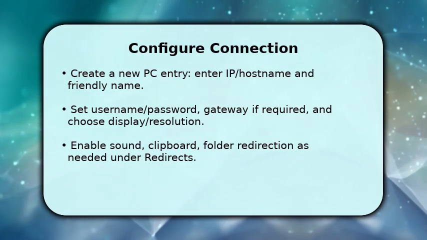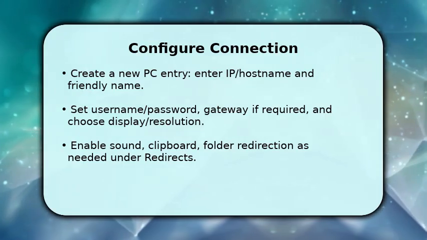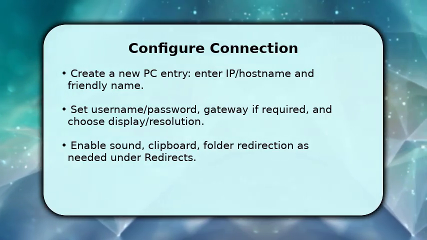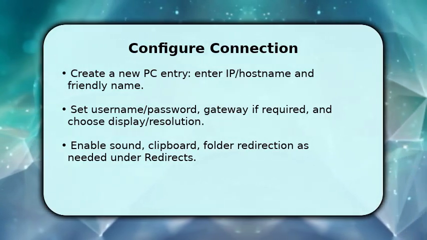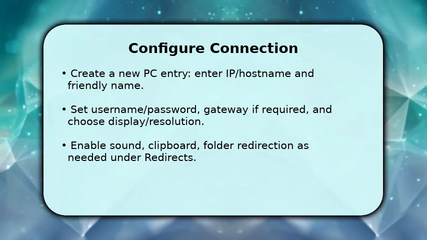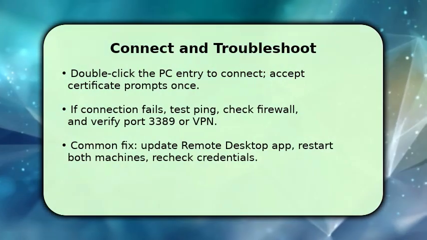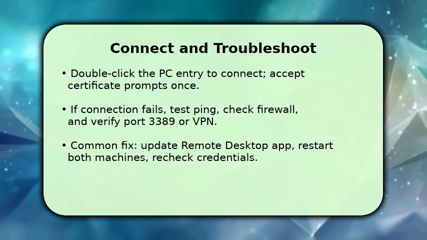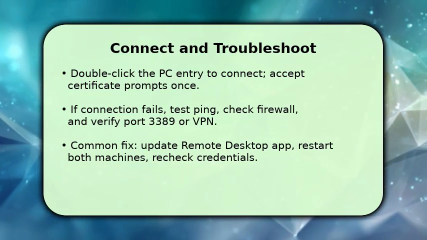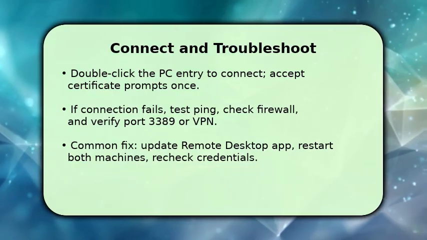Configure display resolution and session scaling to match your screen, and select device redirections like clipboard, sound, or folder sharing so files and audio flow between machines. You finish by double-clicking the saved PC entry to start the RDP session. Accept any certificate prompt if you trust the host.